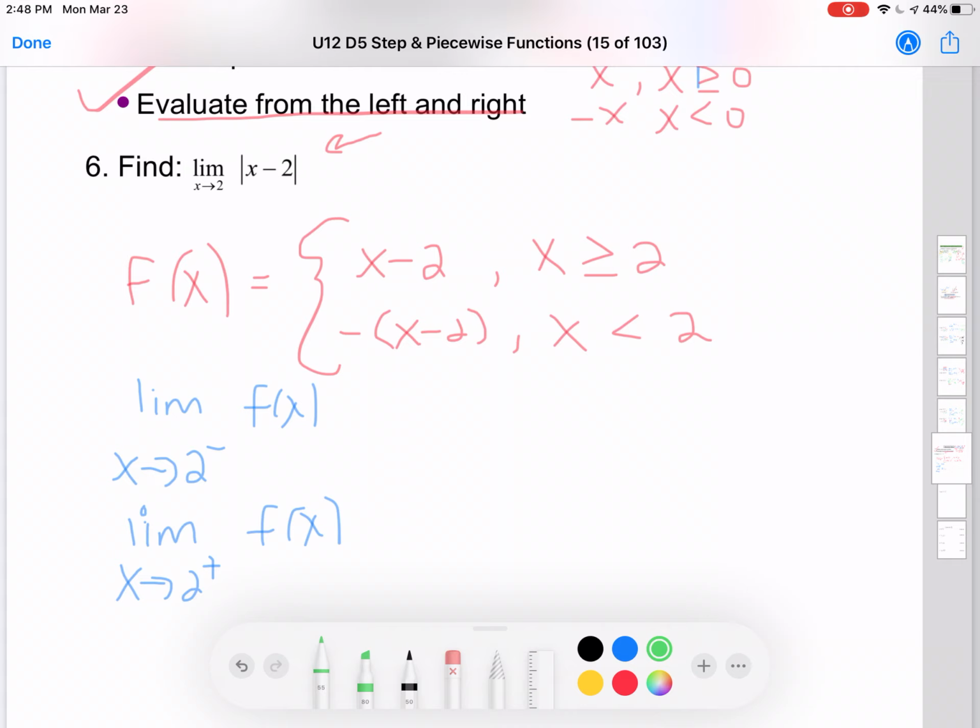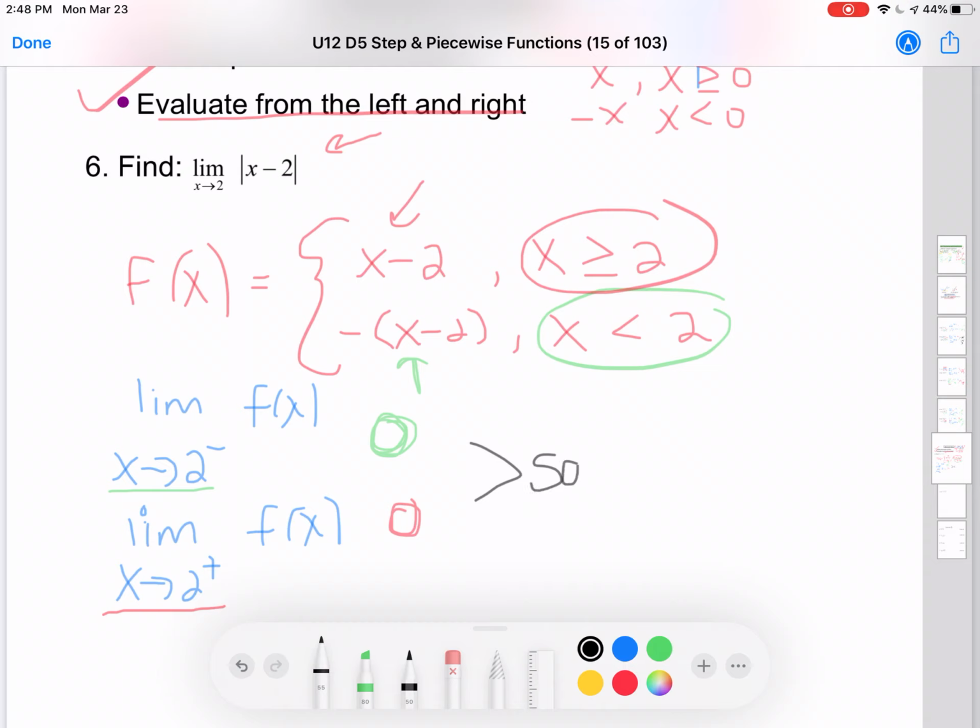So the limit as x approaches 2 from the left, so a little bit less than 2. So that would be this guy. So let's take 2 and replace it in. So if I replace in 2, 2 minus 2 is 0. Negation of 0, there is no such thing, so it's just 0. 0 doesn't have a sign. And then we'll do it for this guy. X approaches 2 from the right, so a little bit bigger than 2. So that would be this one. Plug in your 2, and we get 0.